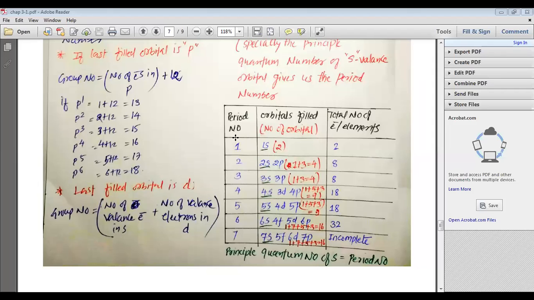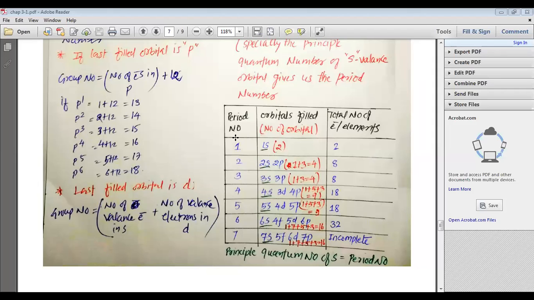In period 4, the 4s, 3d and 4p orbitals are filled. In period 5, the 5s, 4d and 5p orbitals are filled. In period 6, the 6s, 4f, 5d and 6p orbitals are filled. In period 7, the 7s, 5f, 6d and 7p orbitals are being filled.